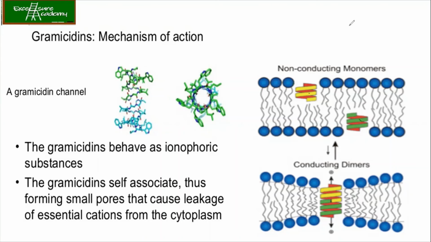You want to ask? Akshay, Tanvi, Shruti? Ma'am, this gramicidin, when it self-associates, will it be lethal to the cell? Yes, see, if you start losing all the important cations from the cytoplasm, and it is not being rectified or repaired by the host, then it is going to be lethal to the organism.